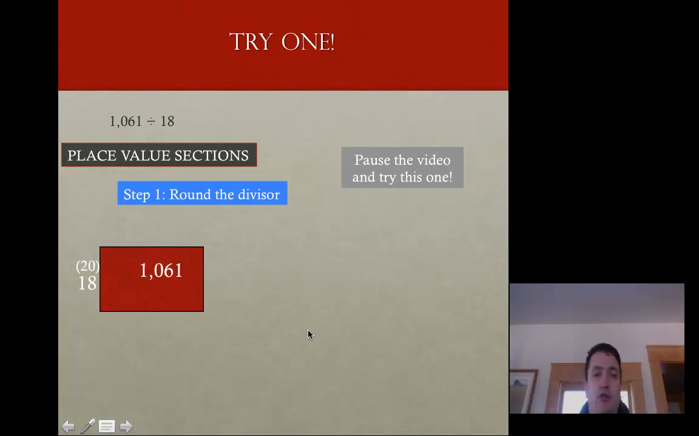So I'm going to figure out how many 20s go into 1,000. Well, I know how many 20s go into 100. That's 5. So if I'm going into 1,000, that's one more place value out. That's 10 times bigger. I'm going to put a 0 at the end, so it's going to be 50.